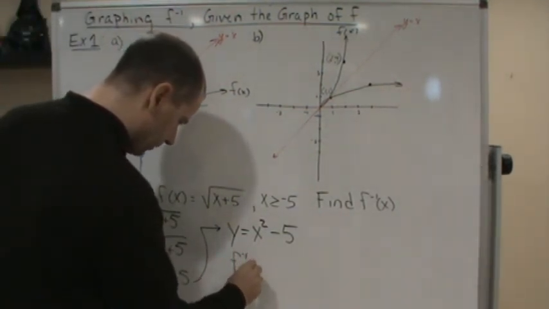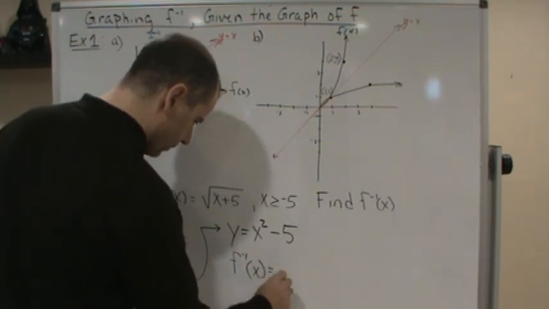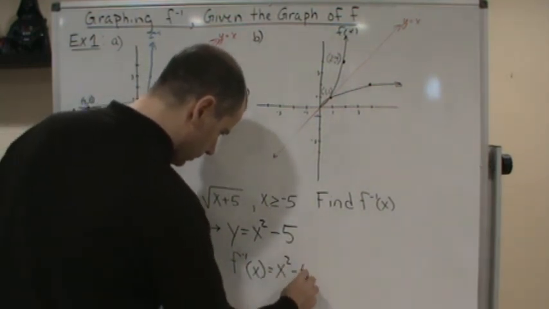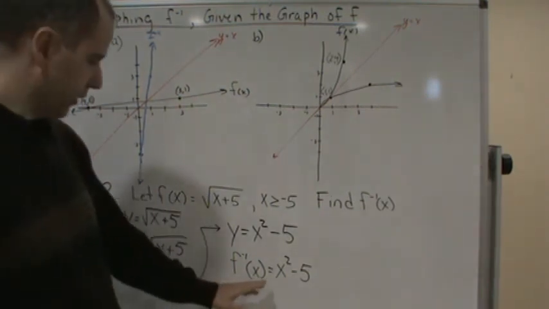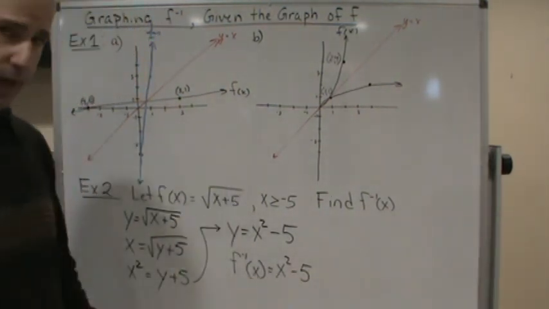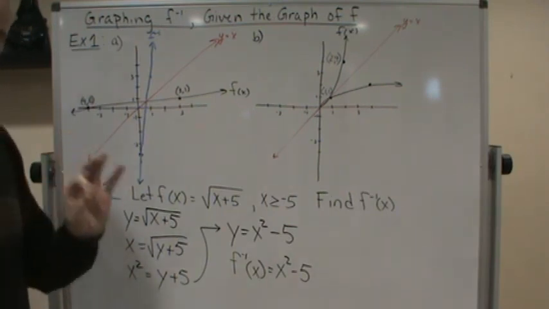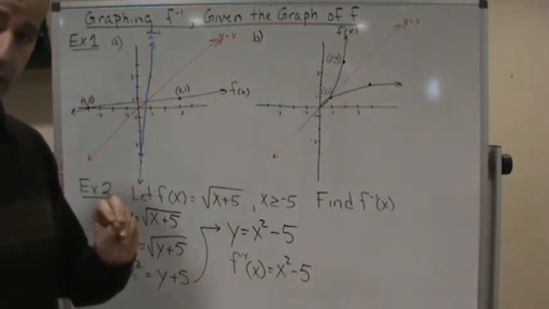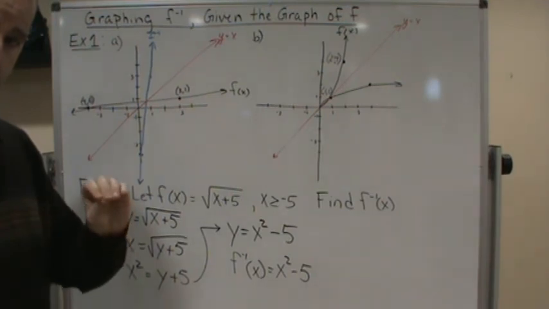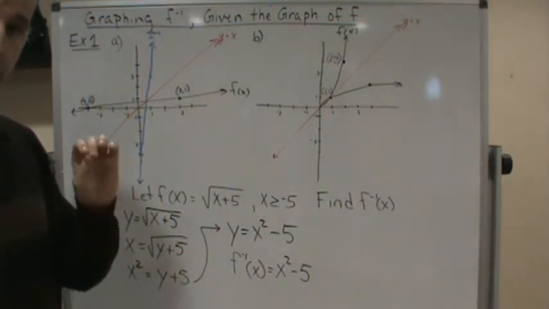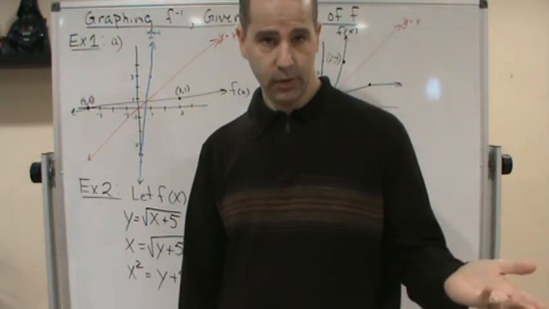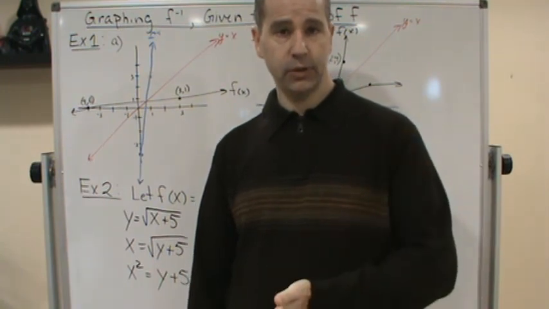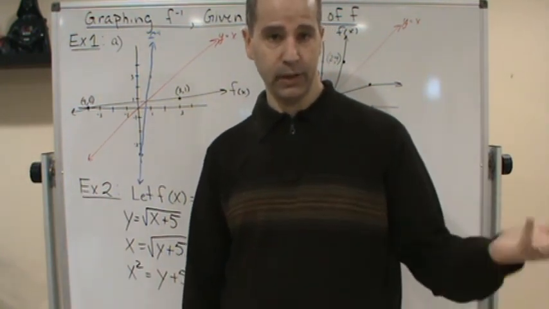This inverse function is not defined for all values of x, even though normally it would be. This is okay for all values of x, but remember, the domain and the range of the function switch when you're talking about the inverse function. So the domain of the function becomes the range of the inverse function, and the range of the function becomes the domain of the inverse function.